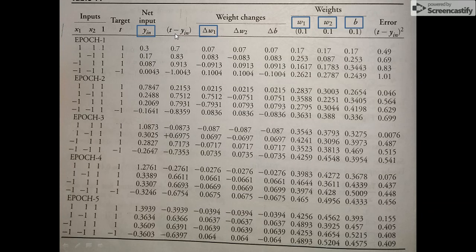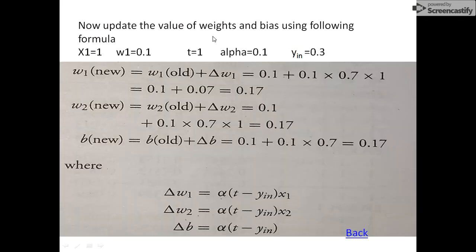After that, we subtract the net input from the target value, that is 1 minus 0.3, which is 0.7. Next, we have to calculate the weight changes. We again have a specific formula for that. We represent them using delta w1, delta w2, and delta b, and the formula is alpha times (t minus yn) times x1 for w1, alpha times (t minus yn) times x2 for w2, and alpha times (t minus yn) for b. We are not multiplying it with any constant or variable, because the bias input will always be 1.